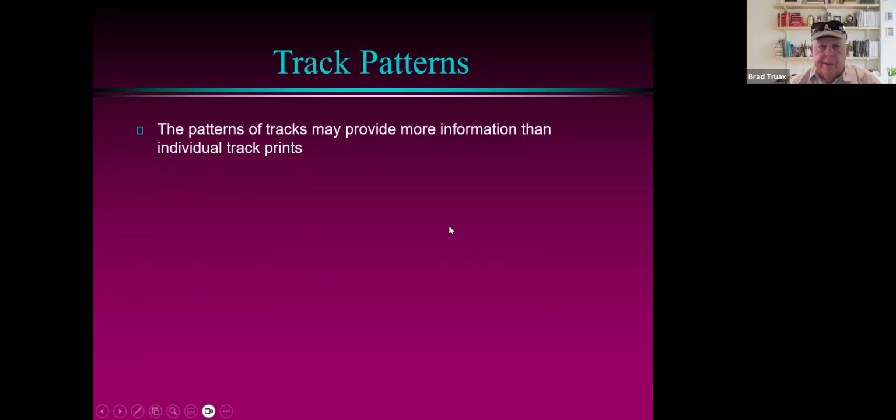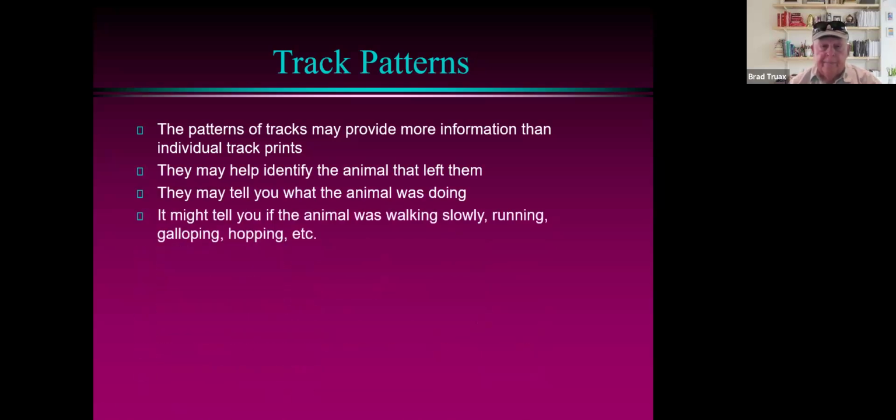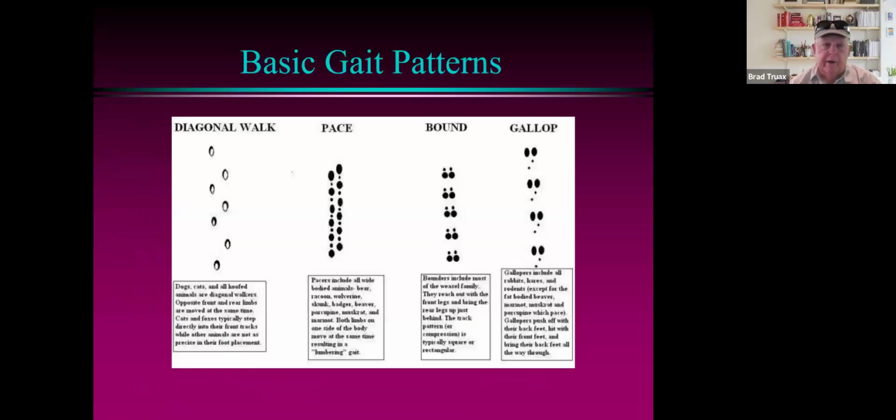Track patterns are extremely important because they can give us much more information than the individual track prints. They may help us identify the animal that left them, and they may tell us what the animal was actually doing. It might tell you if the animal was walking slowly, running, galloping, hopping, etc. These are some basic gait patterns that you might see.